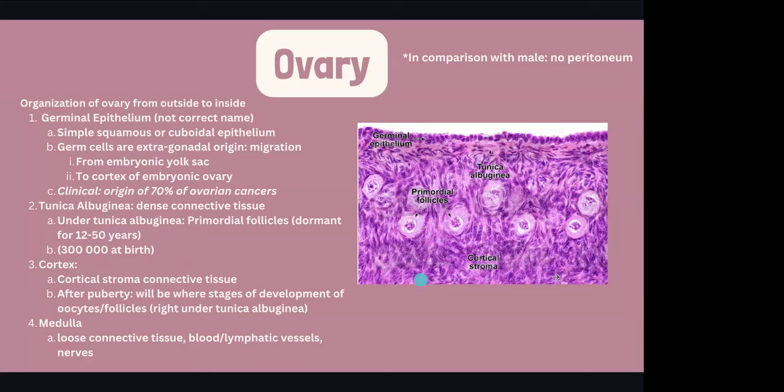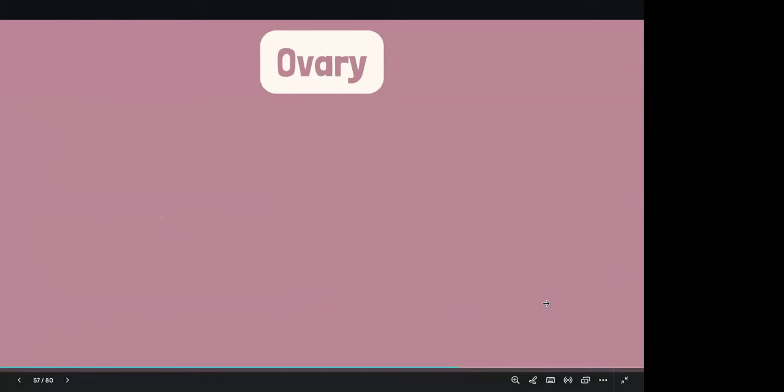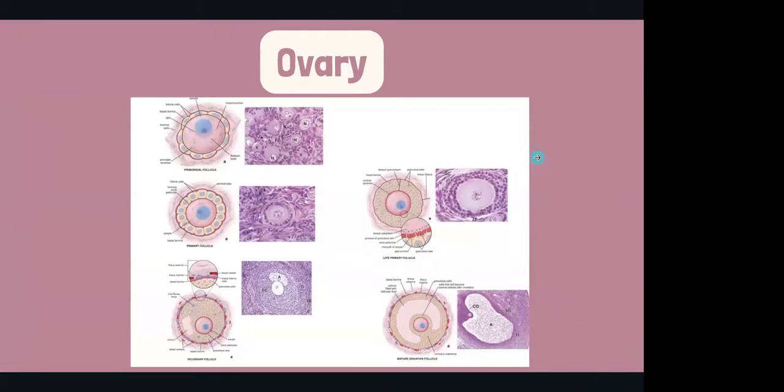And then you have the cortex, where after puberty the stages of development will occur, right under the tunica albuginea. And then you have the medulla, which is not seen here, which is loose connective tissue, and it has the blood, the lymphatics, the vessels, the nerves. Now, I put all the phases of the eggs in one slide to summarize it all for you guys. So this is why I said go through Dr. Annie's presentation before or after.